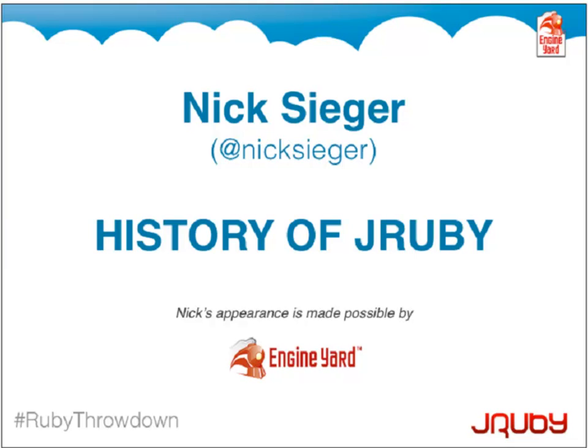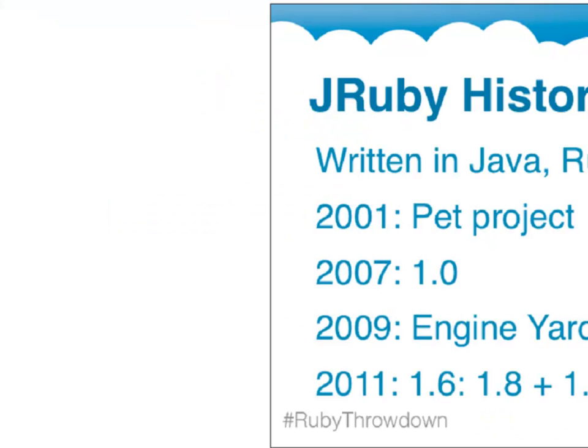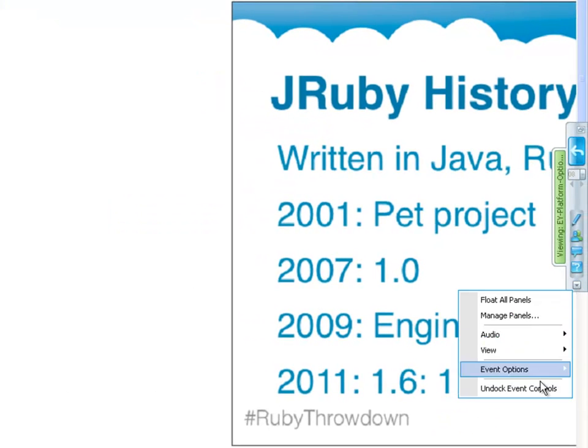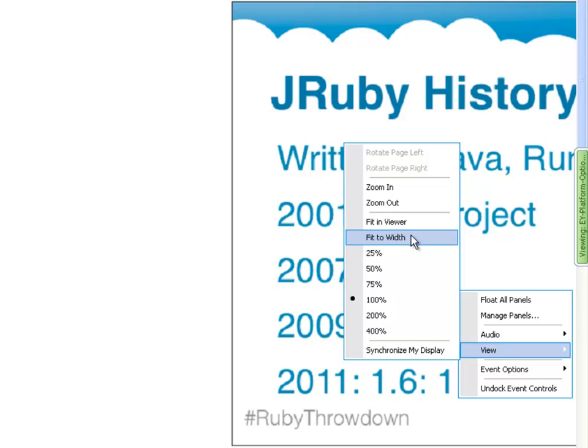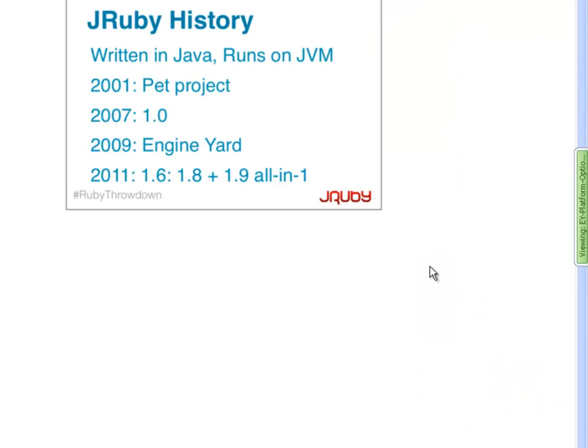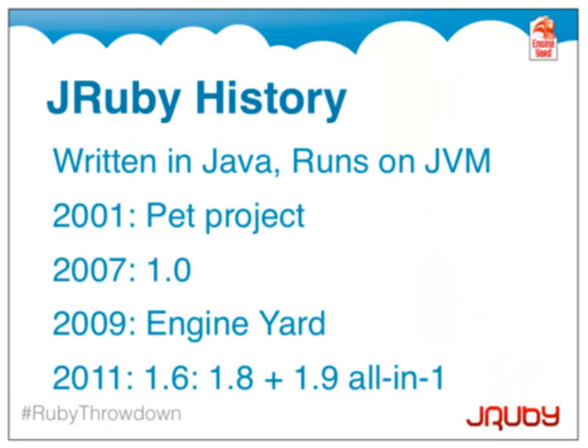I'm a JRuby engineer at Engine Yard, and I've been working on JRuby for about 6 years, since 2005 or so. JRuby has actually been around since 2001, which is quite a while. As you probably have guessed, JRuby is an implementation of Ruby that runs on the JVM. The core of JRuby is written in Java, but we do have a lot of JRuby that is actually implemented in Ruby itself.